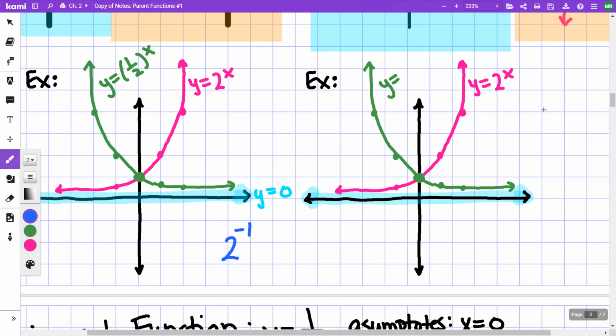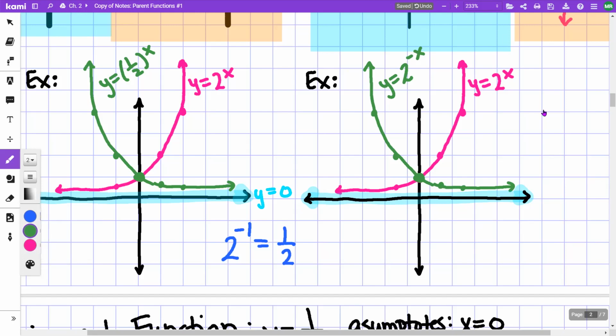2 to the negative first is the same as 1/2. So what that means is if I raise 2 to a negative, it's going to make it into the reciprocal, a 1/2. So this 1/2 to the power x that I had in green can also be written as 2 to the negative x. Those are the same.